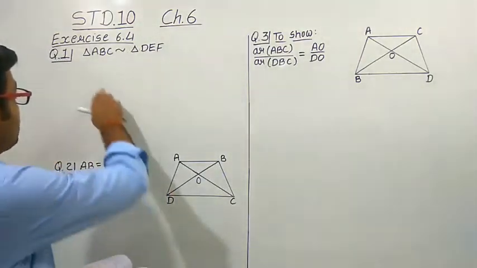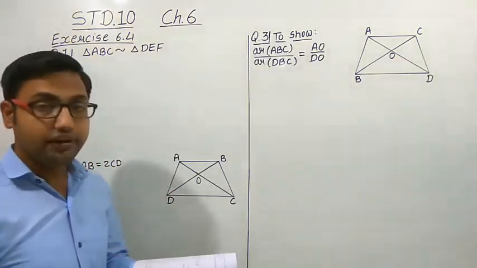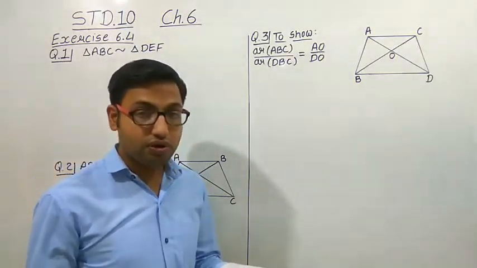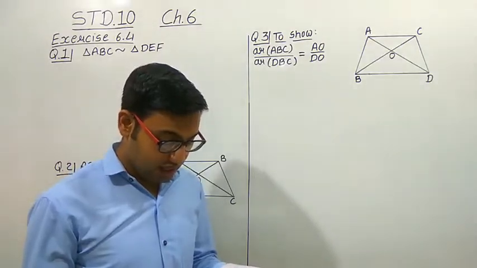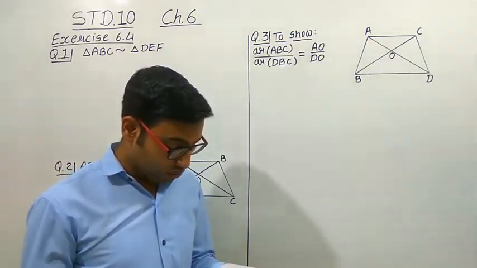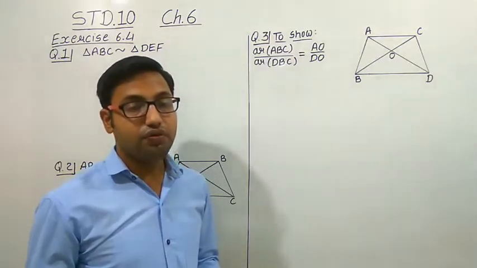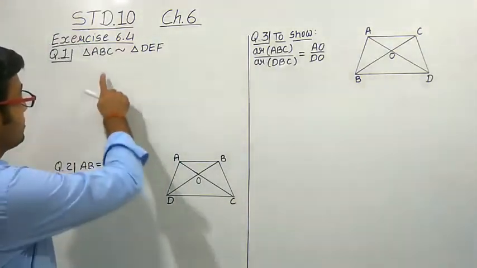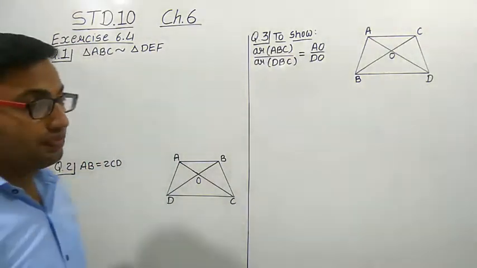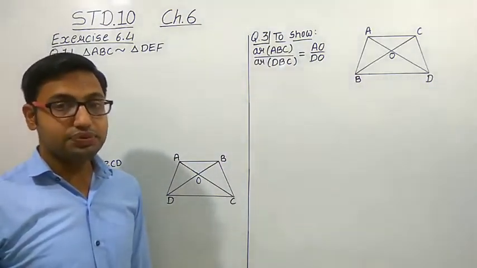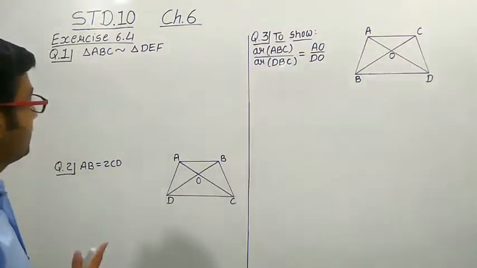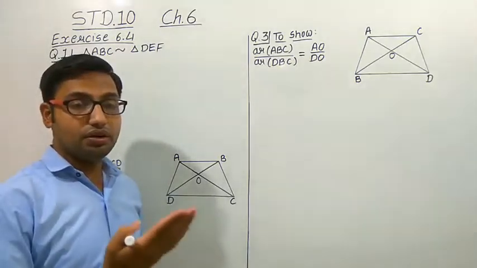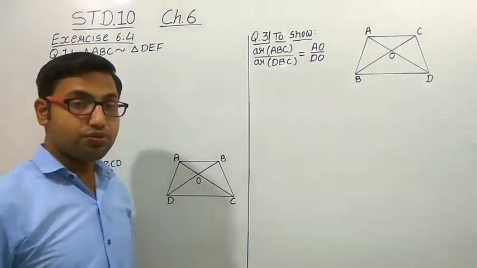We are given the condition that triangle ABC is similar to triangle DEF and their areas are respectively 64 centimeter square and 121 centimeter square. If EF is equal to 15.4 centimeter, find BC. So here we are given the areas of these two triangles, and the two triangles are similar. Now remember, according to theorem 6.6, if we take the ratio of the areas of two similar triangles, it will be equal to the square of the ratio of the corresponding sides.